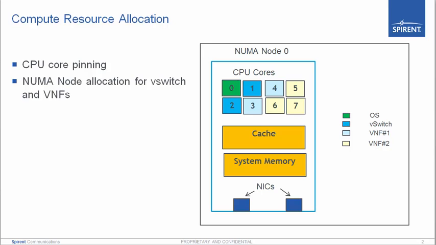Now, NUMA refers to an architecture where a set of processors or cores have been assigned their own memory and I/O channels. Although processors or CPU cores can access memory from another NUMA node, it has a cost associated with it. It introduces additional latency, which can impact the forwarding performance of the associated network function. Because of this, it is recommended to assign the virtual switch and associated VNFs to the same NUMA node. Similarly, the associated network interfaces should be assigned to the same node for performance optimization.